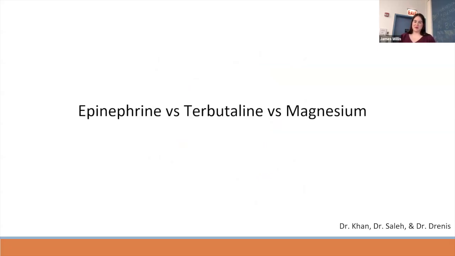So just to remind you, epi is an alpha-1 and non-selective beta agonist, and terbutaline is a selective beta-2 agonist and has some effect on beta-1 at high doses, which is kind of why we max out at 0.25 mg. They can be given without an IV, which is really useful. The IM dose, you give epi IM, 0.01 mg per kg per dose. You can give it every 20 minutes and repeat for up to 3 doses.